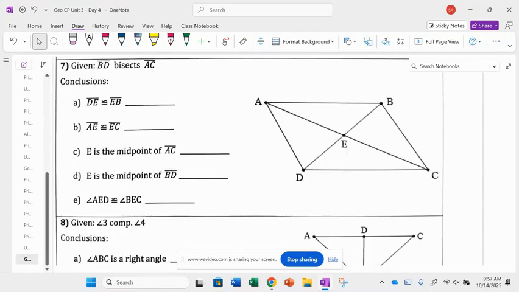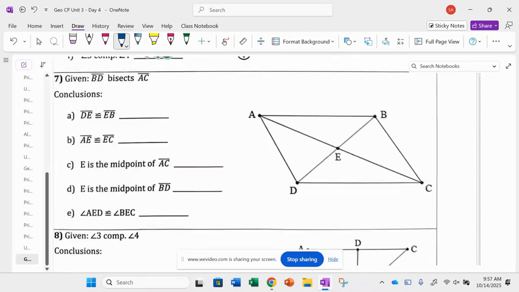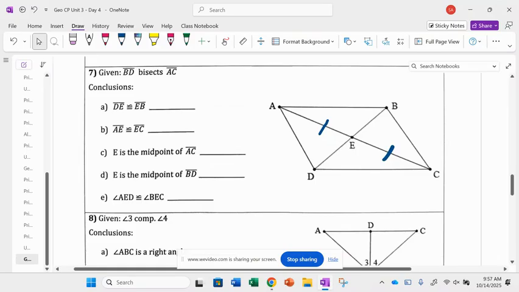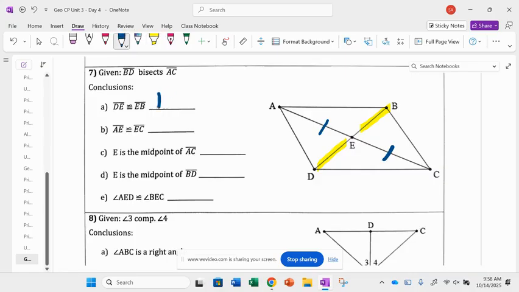All right, let's go through this. BD bisects AC. So if BD bisects segment AC, that means we're going to get two equal segments right here. And everybody that showed me their markings got that good. Then it says, can we conclude that DE and EB are congruent? No, this was a no. Can we conclude that AE and EC are congruent? Yes. Can we say that E is the middle point of A to C? Absolutely yes. Can we say that E is the middle point of D to B? No, because we don't know anything about DB. It didn't tell us anything about DB, so this is a no.